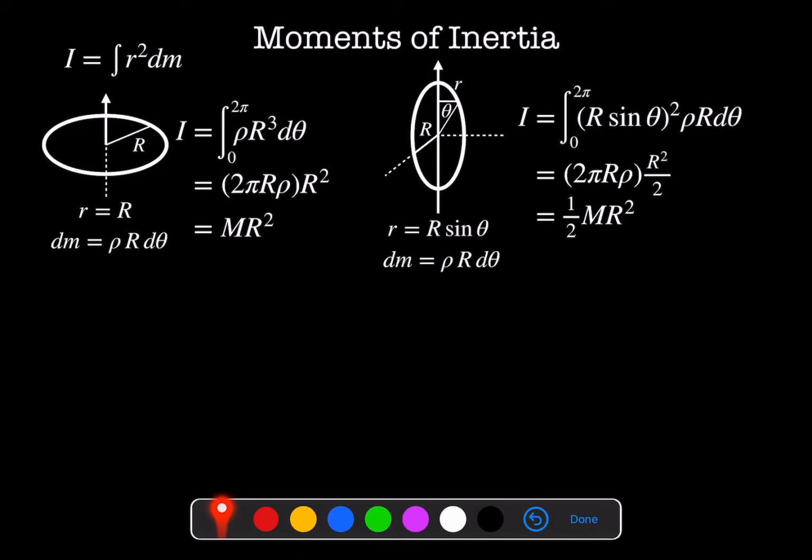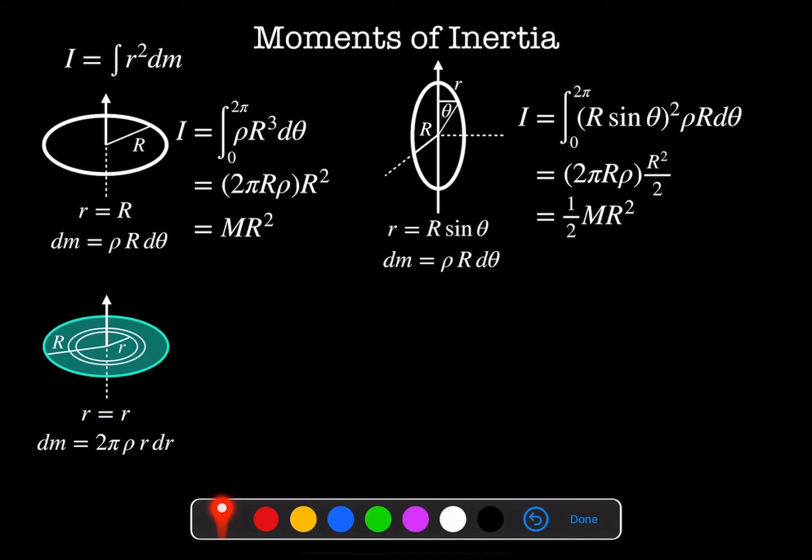All of these moments of inertia will be written down in the form some numerical constant times the total mass of the body times a length squared. If instead of a hoop, we imagine we've got a disk of radius r and total mass m, we're going to take as our mass element these infinitesimal little hoops. Our radius is equal to r, and our infinitesimal mass element is equal to 2 pi rho times r dr.